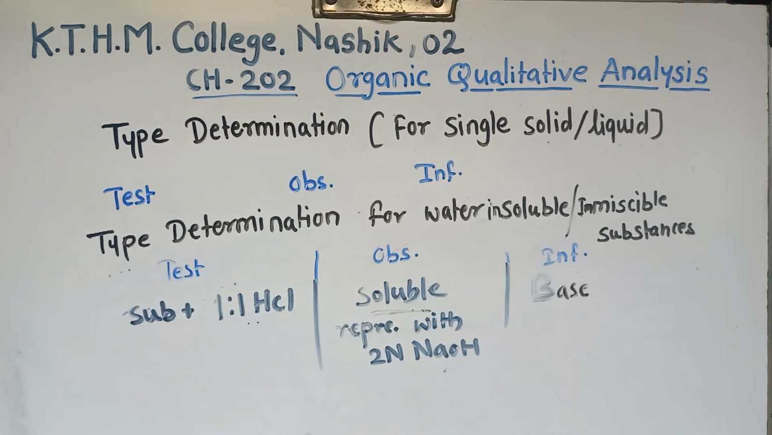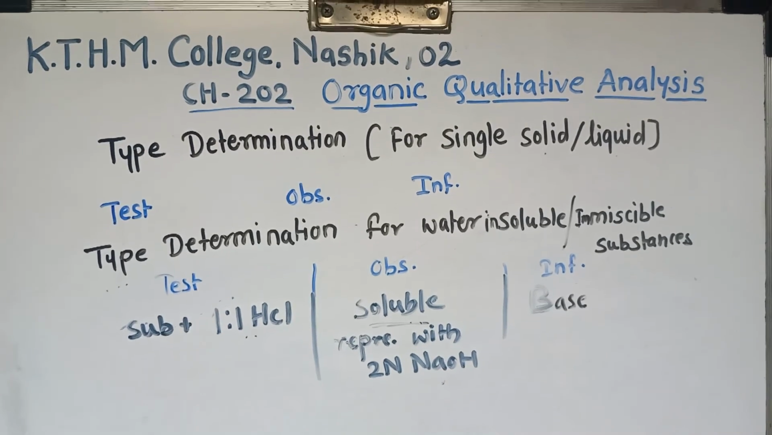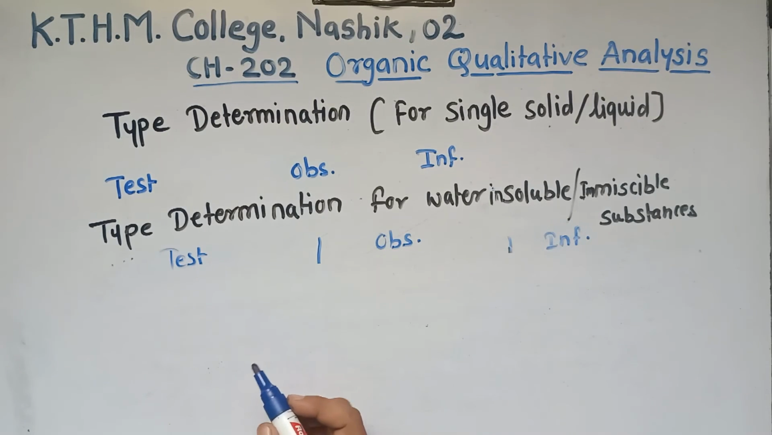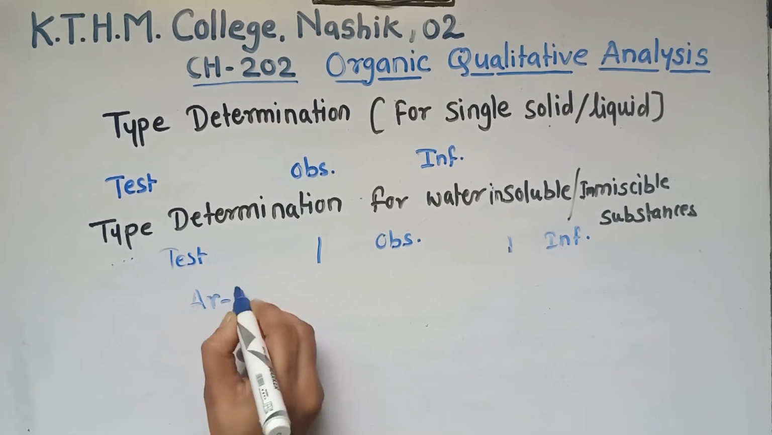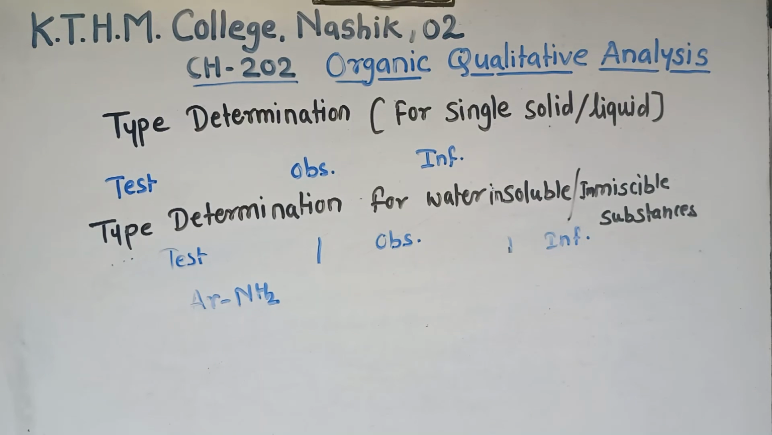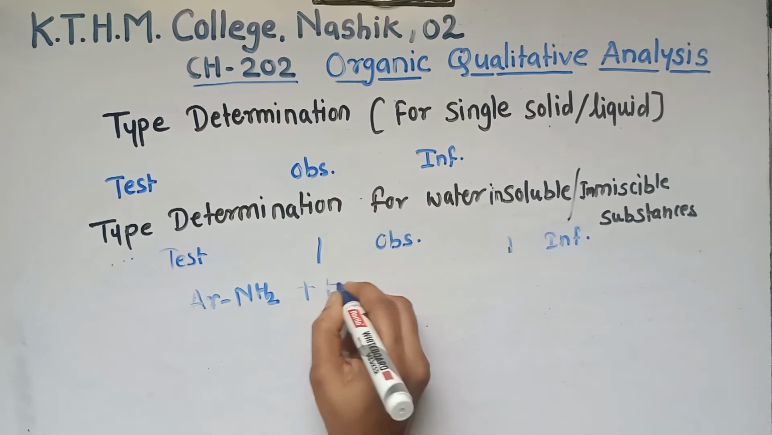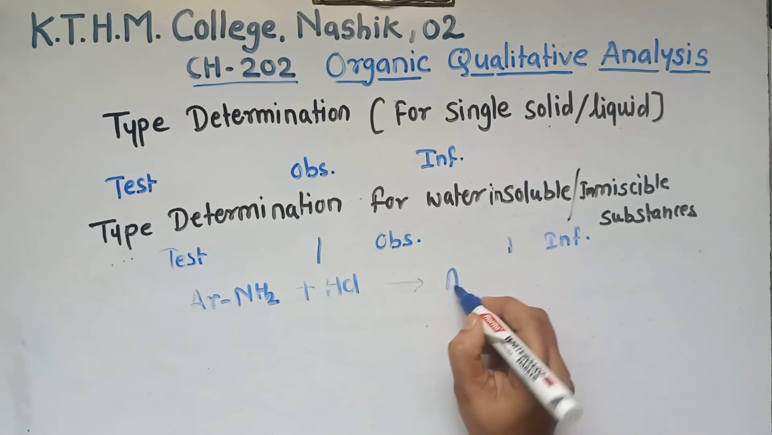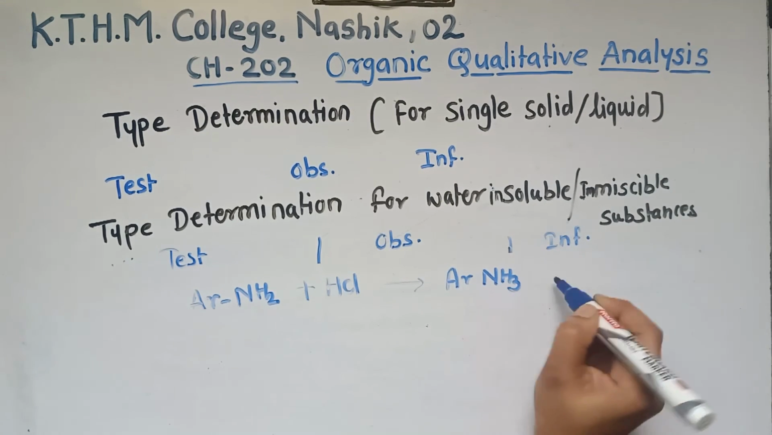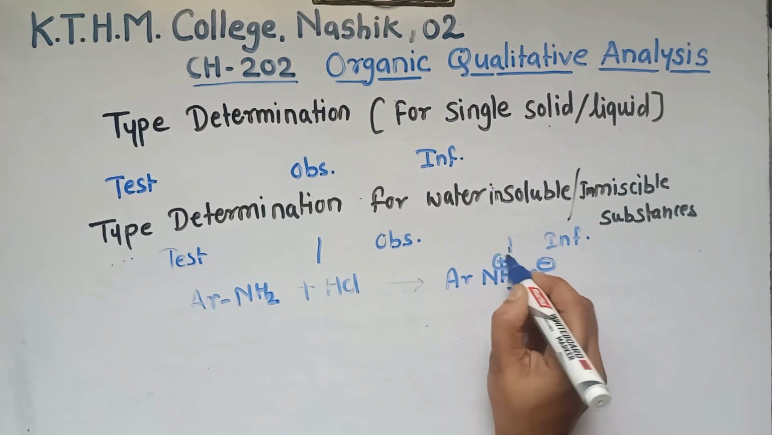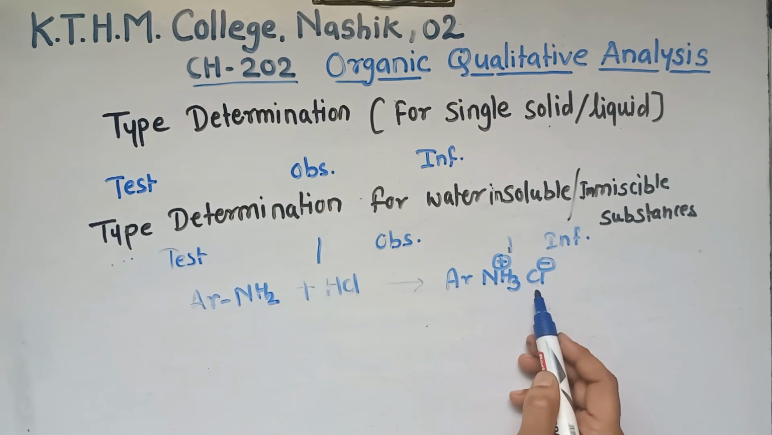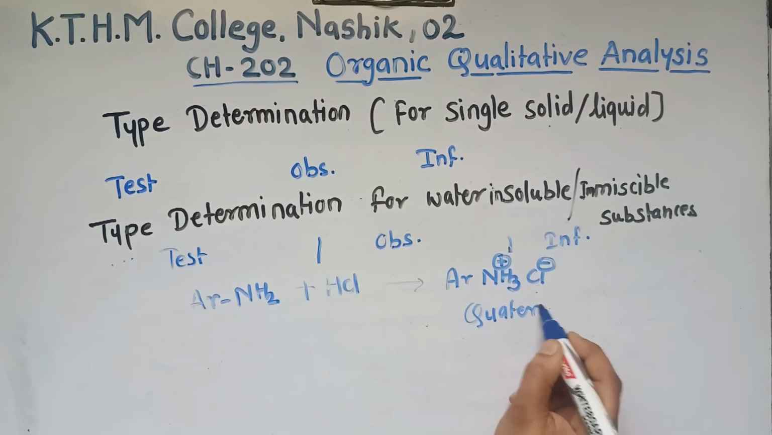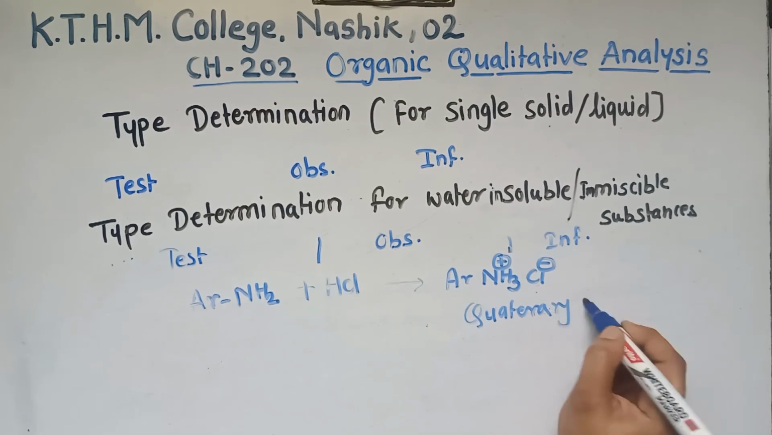So what exactly is the reaction that happened? I will rub this part and explain the reaction here. ArNH2 is nothing but the base. We add HCl. Okay, so there is a formation of ArNH3+ Cl minus, which is present in close vicinity. This H goes here, and Cl is present in the close vicinity. That is called a quaternary salt.